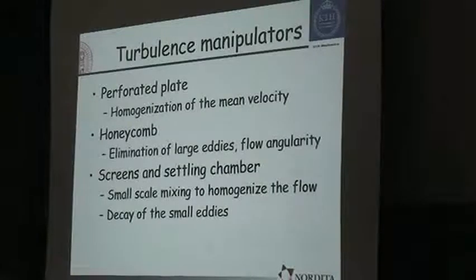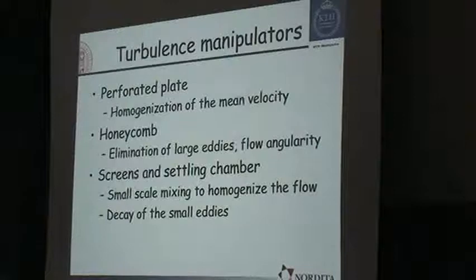Turbulence manipulators, this is basically our inflow conditions, and here you can do a lot of things. These are the different elements normally used to condition the flow before the contraction. You have perforated plates, which two-dimensionalize large velocity differences, honeycombs, and different types of screens that reduce the amount of turbulence in the flow and homogenize the flow.